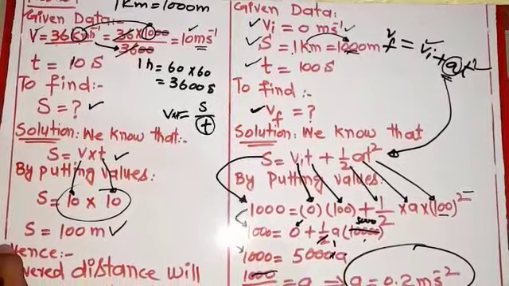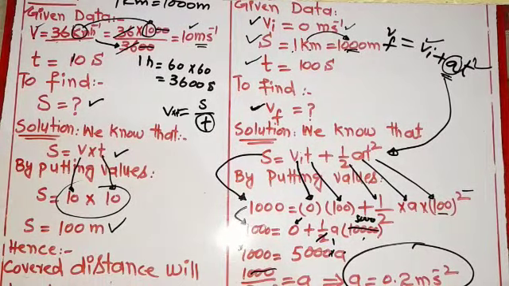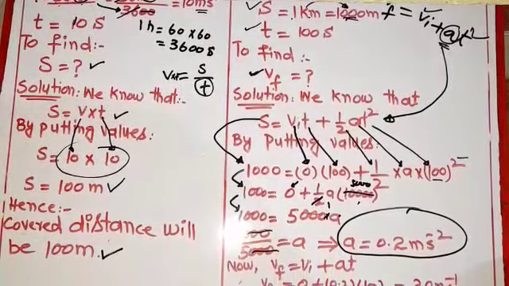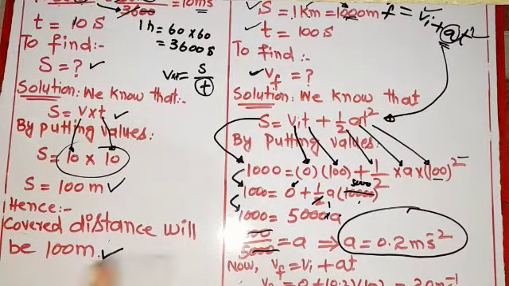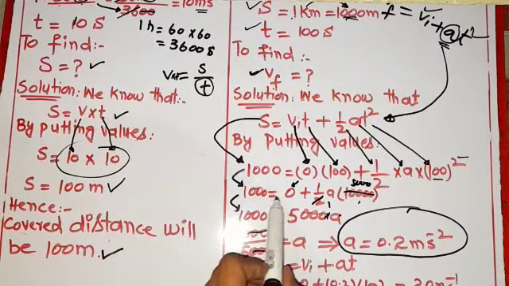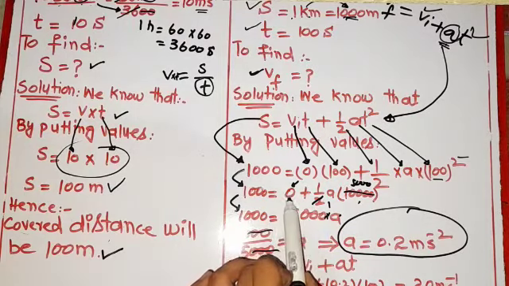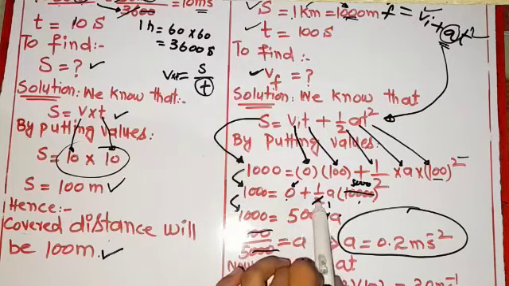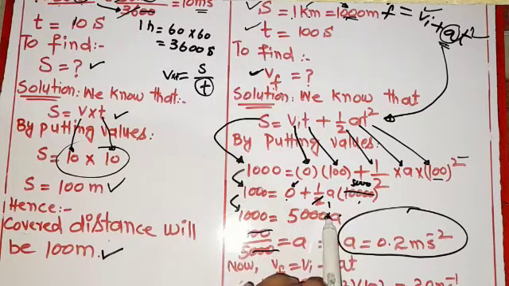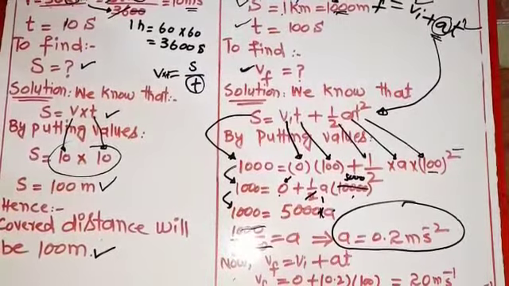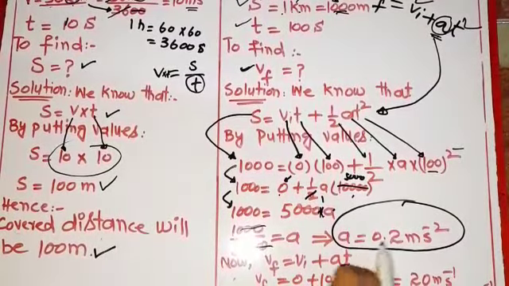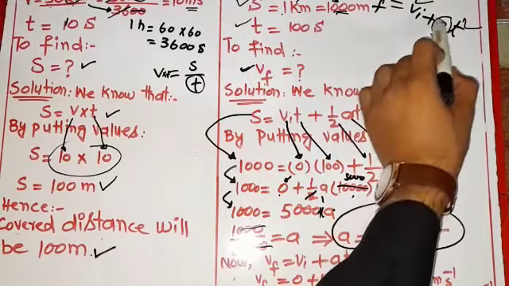You can see here 1000 is as it is, and this will be multiplied with 0 and the answer will be 0. 2 ones are 2, 2 5s are 10, 5,000. Here it is multiplying, so it will be divided. You can see here the acceleration will be 0.2 meter per second square, as acceleration is found here.